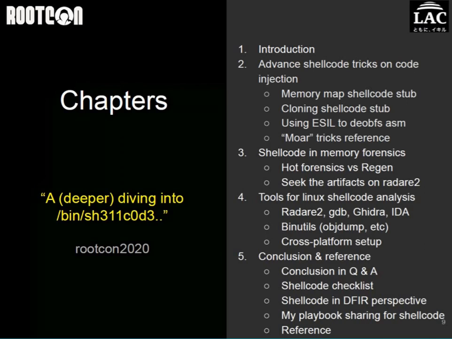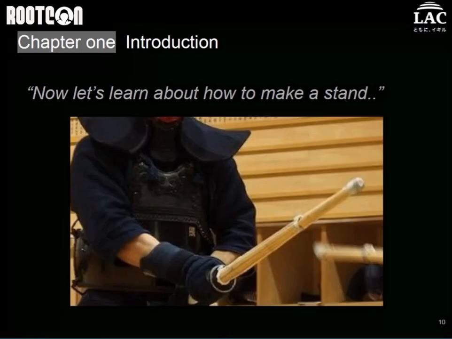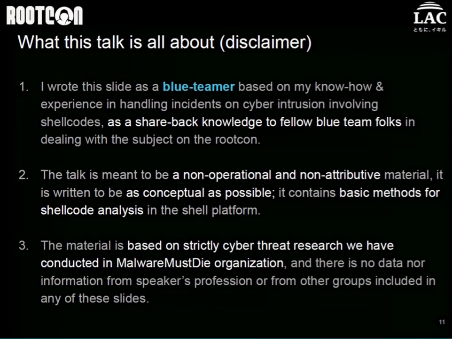This presentation has these chapters. The most important part after the introduction is advanced shellcode tricks on code injections. It has a memory map shellcode stub, cloning shellcode stub, using ASLR for the sophistication, and other tricks. And we are having the memory forensics how-tos and some comparisons. I'm sharing also the tools for Linux shellcode analysis, some utils and some cloud platform setup too, and some references and hints afterwards.